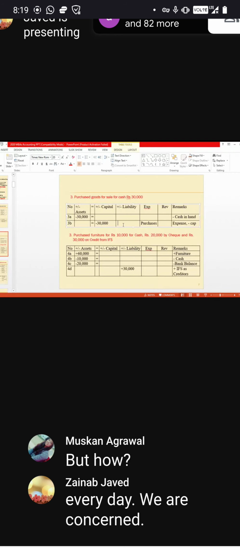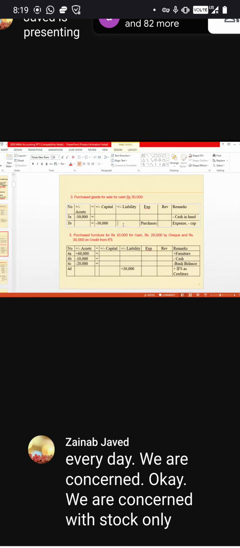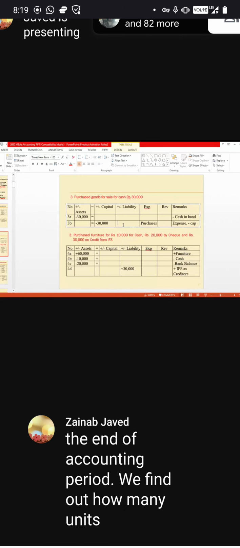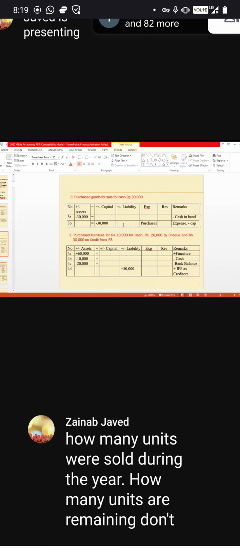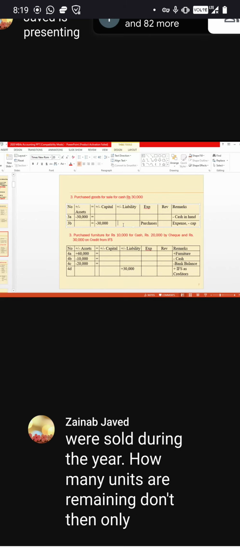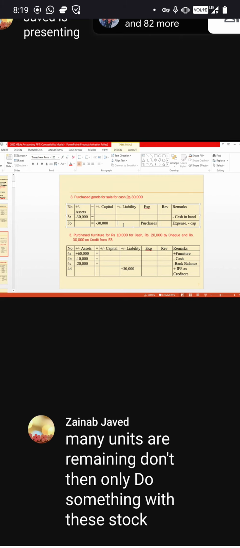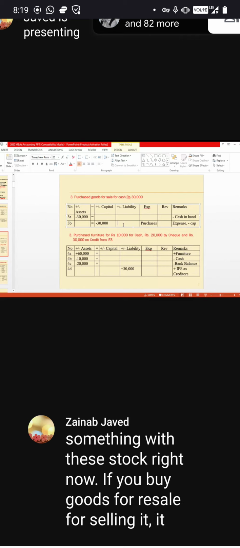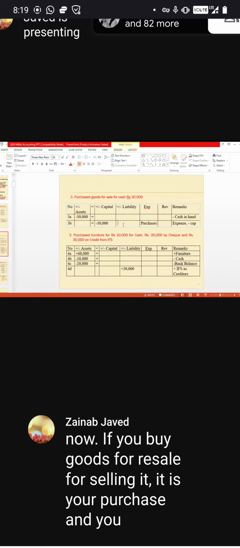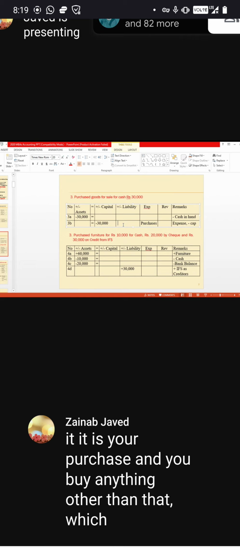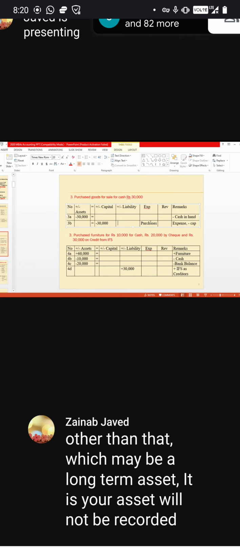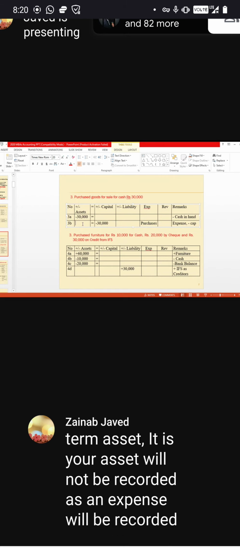Okay, we are concerned with the stock only at the end of the accounting period. We find out how many units were bought, how many units were sold during the year, and how many units are remaining. Then only will we do something with the stock. Right now, if you buy goods for resale or for selling, it is your purchase. And if you buy anything other than that, which may be a long-term asset, it is your asset. It will not be recorded as an expense, it will be recorded as an increase in asset.